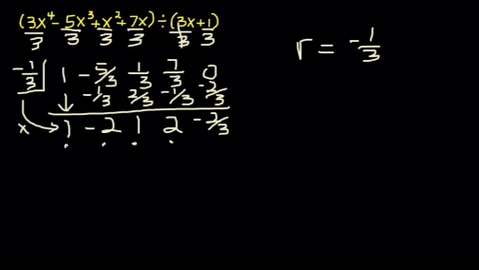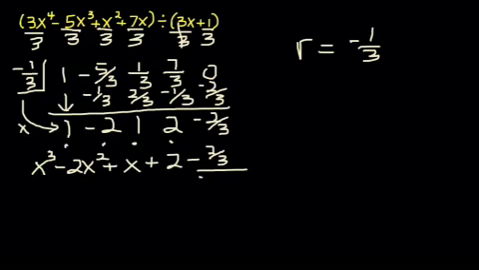So when I write my answer, I would just write 1x cubed, don't need to write the 1, minus 2x squared, plus x, don't need the 1, plus 2. And then we have a rather complicated remainder here. That's 2/3 over 3x plus 1 over 3, which is our divisor.